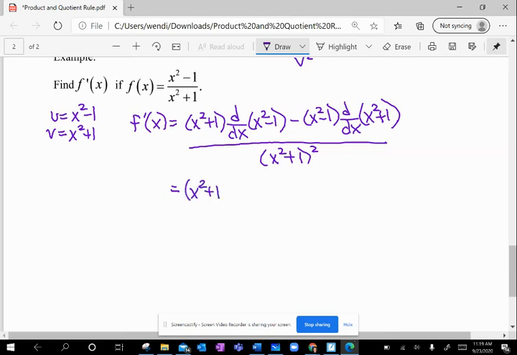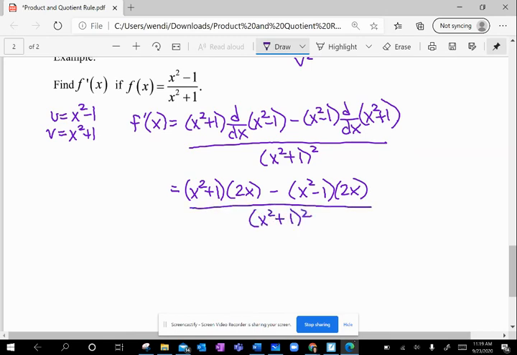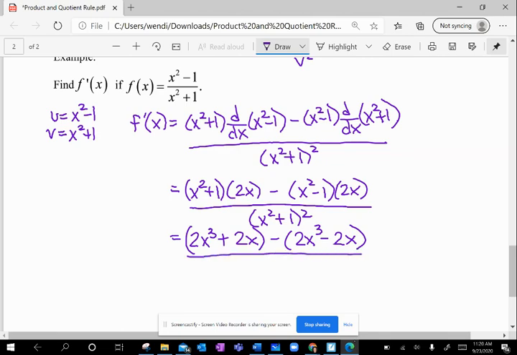So we have x squared plus 1 times 2x minus x squared minus 1 times 2x, all over the quantity x squared plus 1 squared. Now it's just some algebra, and we just have to combine like terms in the numerator. We can leave the denominator as it is because nothing's really simplifying there. So we get 2x cubed plus 2x minus 2x cubed minus 2x. Be careful with that negative and distributing it to the whole binomial. It's where a lot of common mistakes happen. All over x squared plus 1 squared.